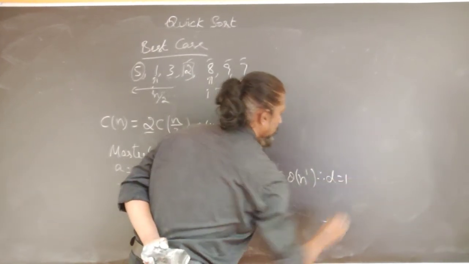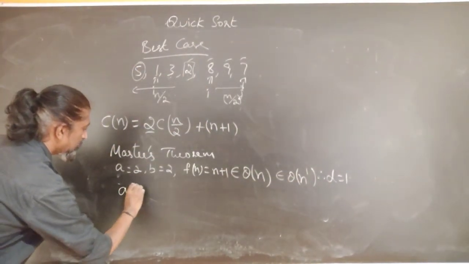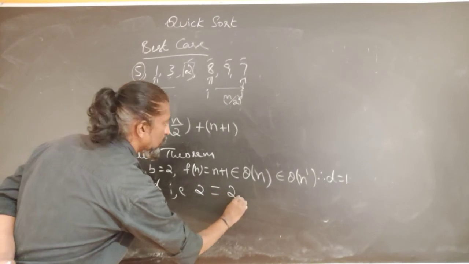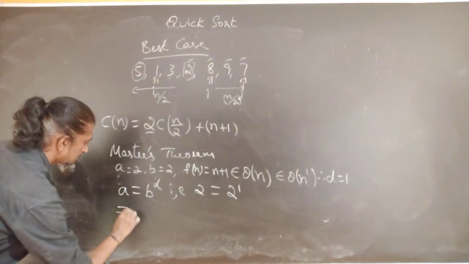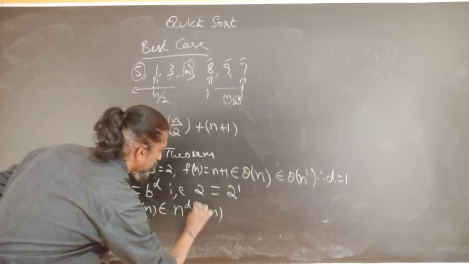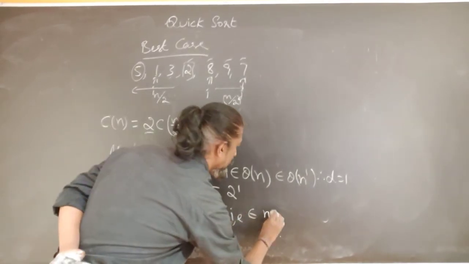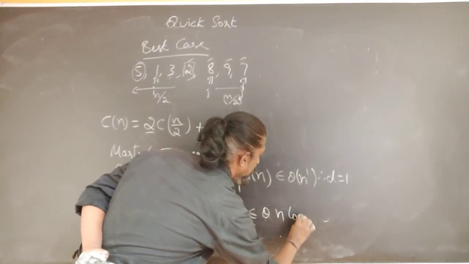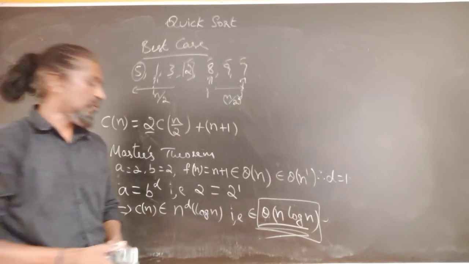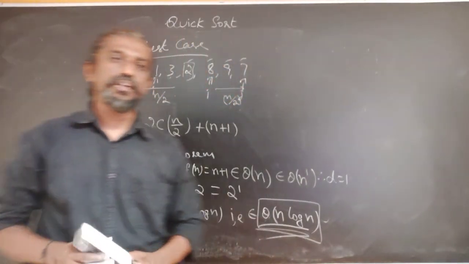Therefore d is equal to 1. So now we have a, b and d, and when we compare, a is equal to b to the power of d, that is 2 is equal to 2 to the power of 1. This implies that C of n belongs to theta of n to the power of d log n, and since d is 1, it belongs to theta of n log n. Okay, so this is the best case efficiency of the quicksort algorithm. So in the best case, quicksort belongs to the efficiency class n log n.